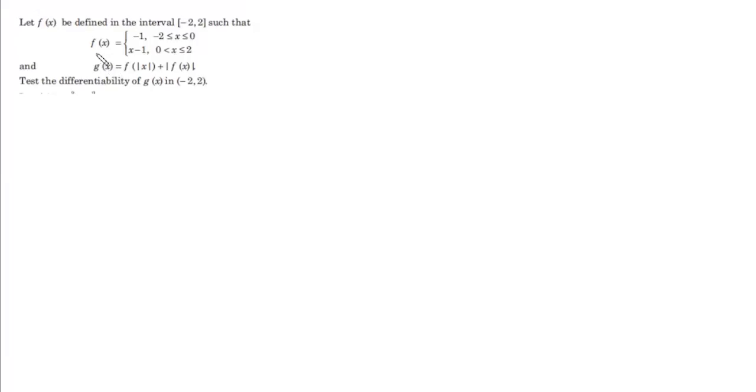Now, here the question is, we have defined this function f(x) as minus 1 when x is less than 0, and x minus 1 when x is greater than 0, and g(x) is f(mod x) plus mod f(x). Now, what we'll do is draw the graph of f(x). Between minus 2 and 0, this is minus 1, and at 0 this is minus 1, at 1 this is 0, and at 2 it is 1. It is a continuous function, so we may include 0 at any point. Now, this is minus 1, and this is x minus 1, and this point is 1. This is 2, and this is minus 2.